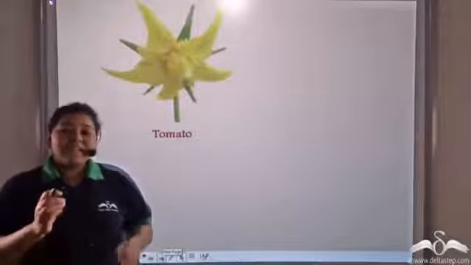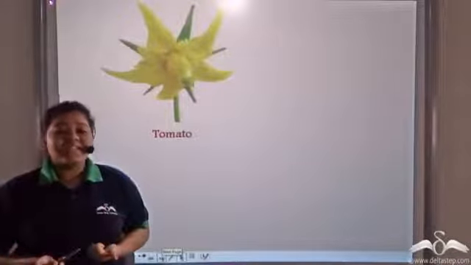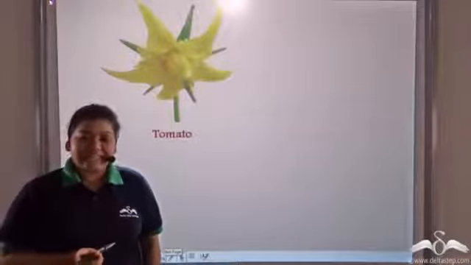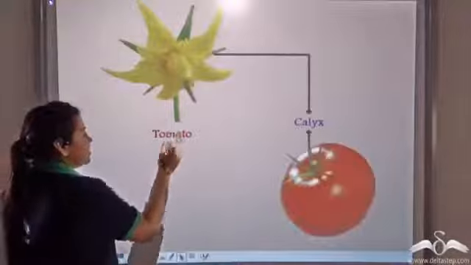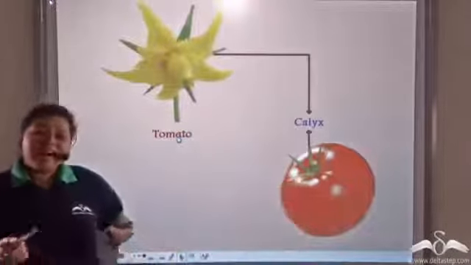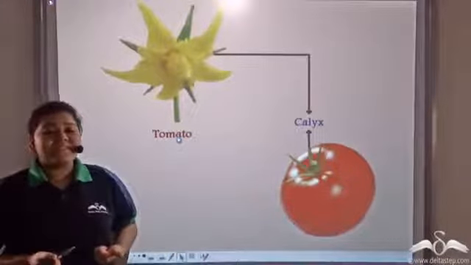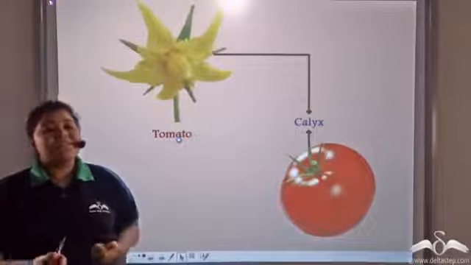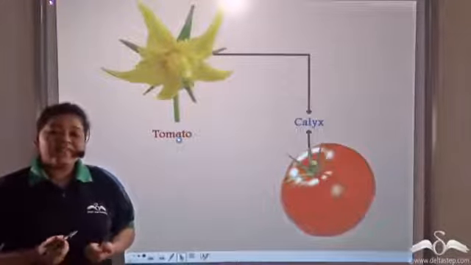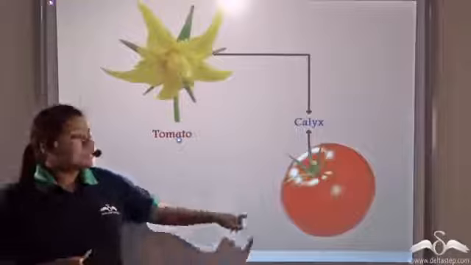Now, what about the green leafy structures that we see on a tomato? Are they the calyx? Yes, they are the calyx. So there are certain fruits in which all the parts of the flowers do not degenerate. And an example of such a fruit is a tomato.